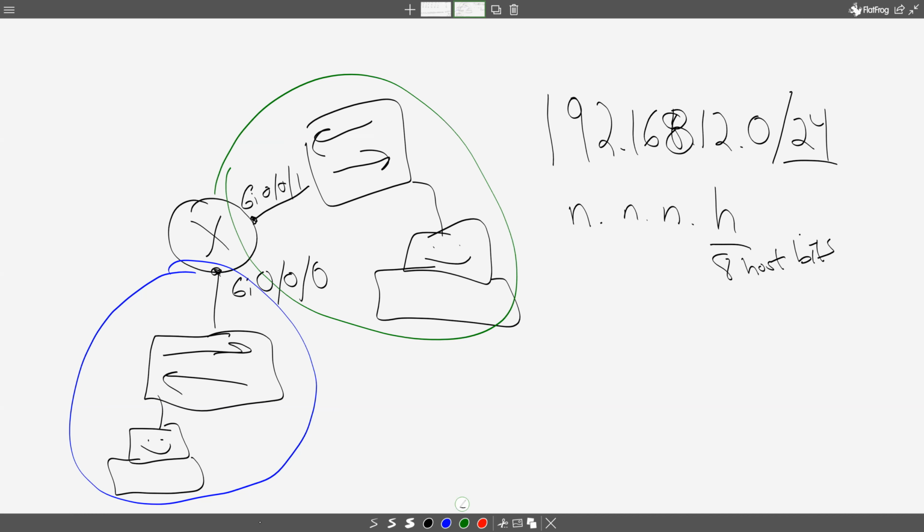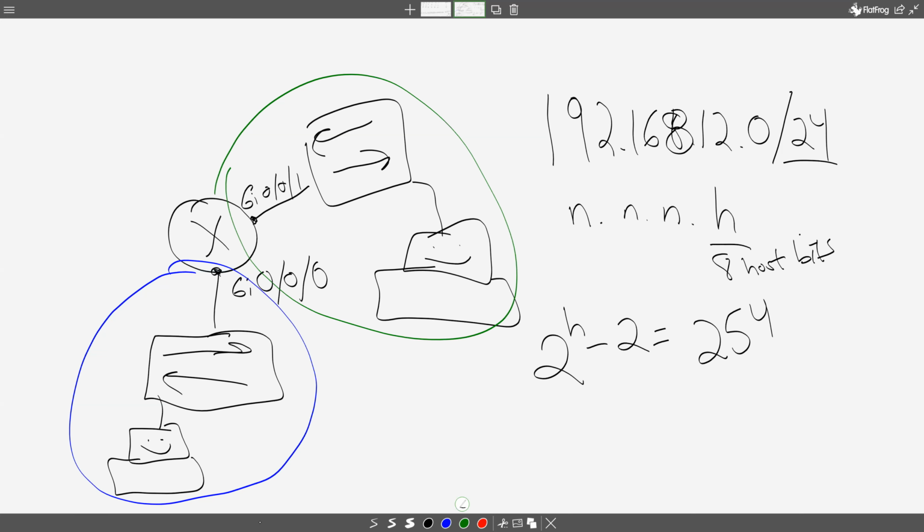All right, so this is one single network of how many hosts, by the way? What's the formula to figure out the number of hosts? 2 to the power of h minus 2, so it gives us 256 minus 2, which is 254. Correct. It'd be 2 to the 8, 256 minus 2 is 254 usable hosts.